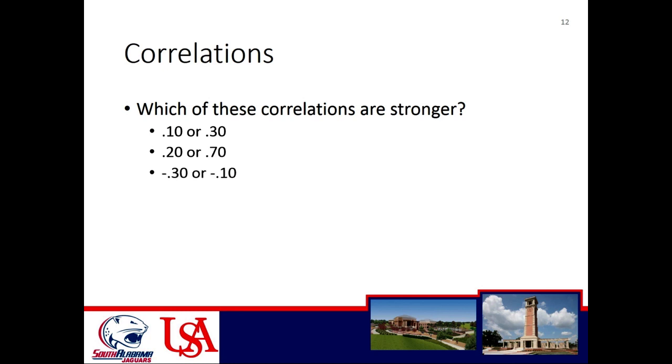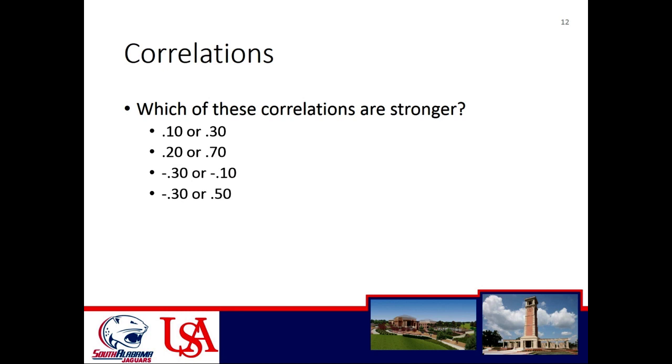Okay, how about this one? Negative 0.3 or negative 0.1? So this one's a little bit trickier. The answer is actually negative 0.3 because negative 0.3 is further away from 0 than negative 0.1. So therefore, negative 0.3 would be stronger.